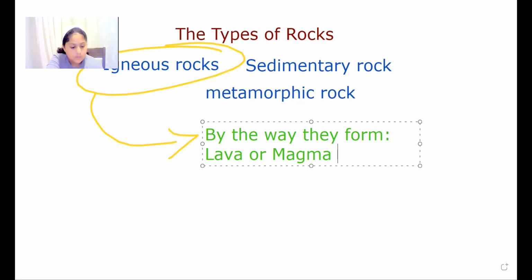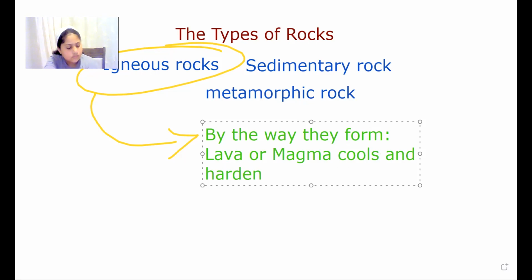They will melt. It's hardened or cooled. Excellent. When lava or magma cools, it hardens. Okay. And then?